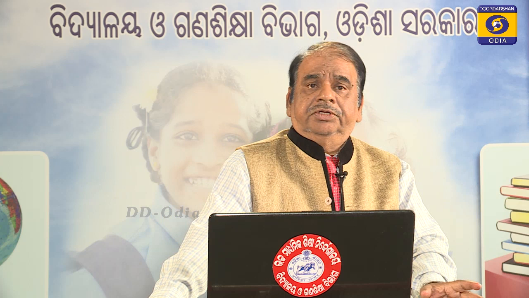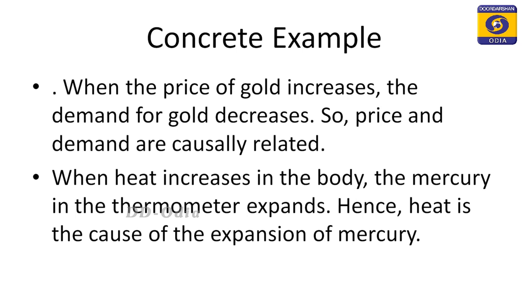Now, coming to the concrete example. I have already given you one concrete example, that I am stating again here. When the price of gold increases, the demand for gold decreases. So, the price and the demand are causally related. So, with the help of this concomitant relationship, we can decide the causal relationship between the demand for gold and the increase of the price in a particular manner.